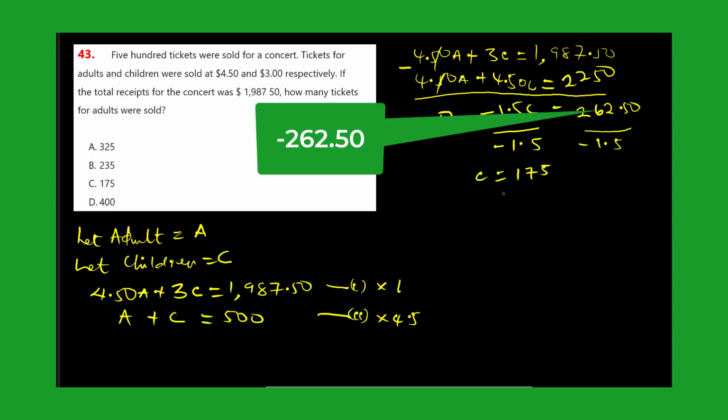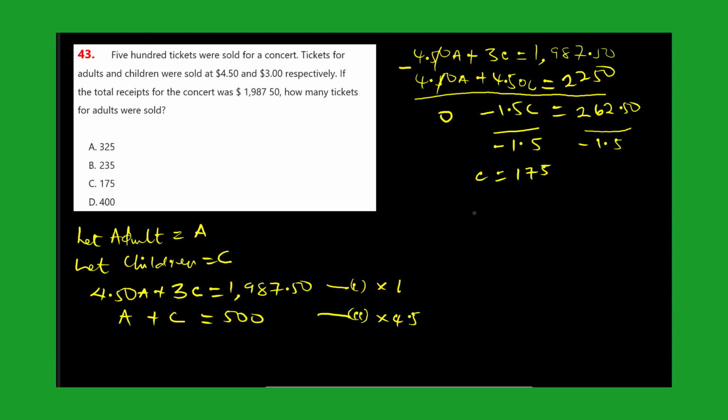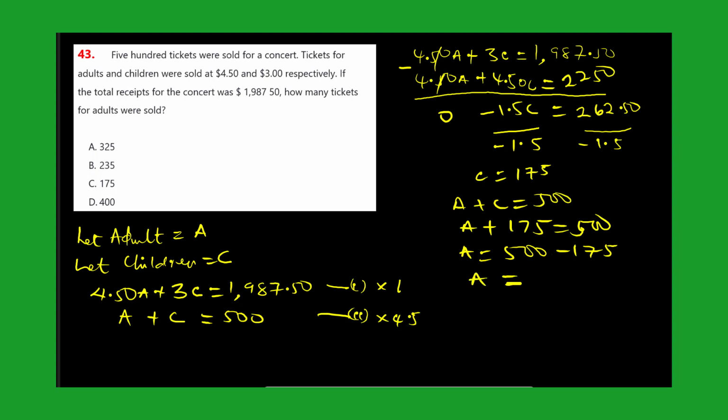Since we've gotten the value of C as 175, let's take equation 2 and substitute the value of C. A plus C equals 500. Then A plus 175 equals 500. Therefore, A will be 500 minus 175. Therefore, the tickets sold for adults only will be 500 minus 175, 325. 325 tickets were sold for adults. Option A is correct.